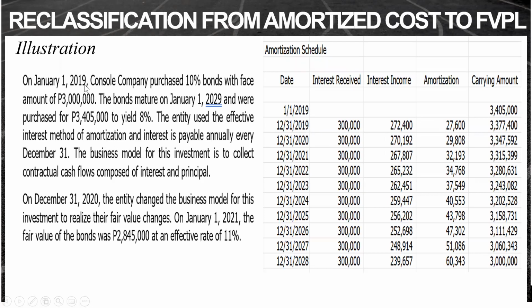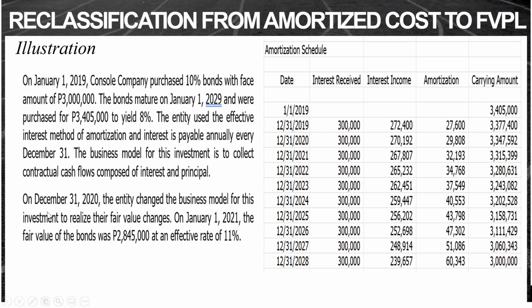Console Company on January 1, 2019 purchased a 10% bonds with face amount of 3 million. So the bonds mature on January 1, 2029 and were purchased for 3,405,000 to yield 8%. So the entity used the effective interest method of amortization and interest is payable annually every December 31. So the business model for this investment is to collect contractual cash flows composed of interest and principal.